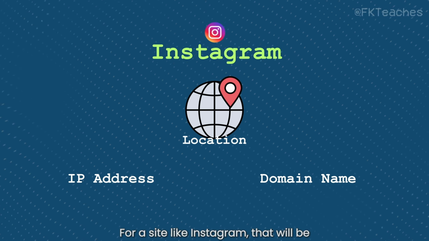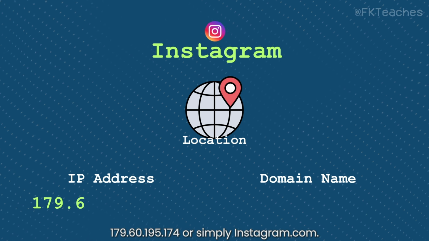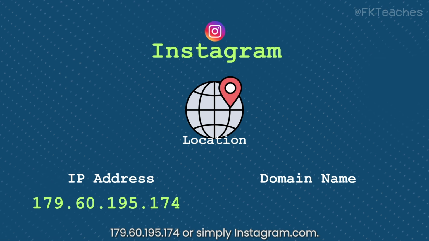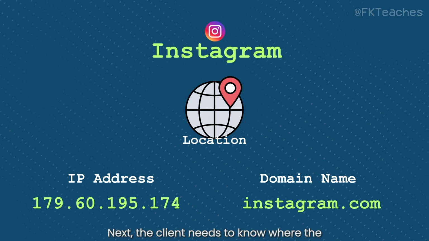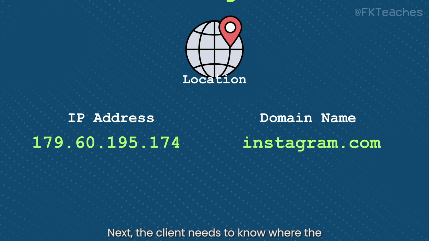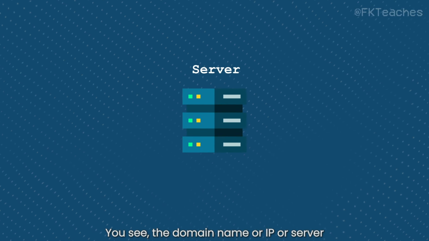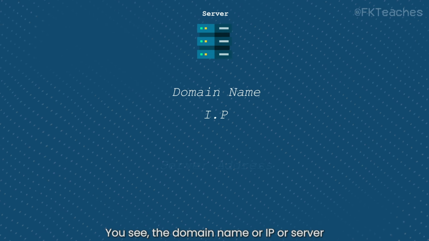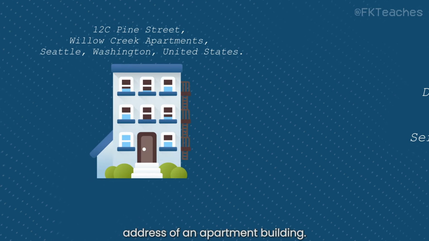For a site like Instagram, that will be 179.60.195.174 or simply instagram.com. Next, the client needs to know where the resource it wants is located on the server. You see, the domain name or IP, or server address as some might choose to call it, is like knowing the address of an apartment building.